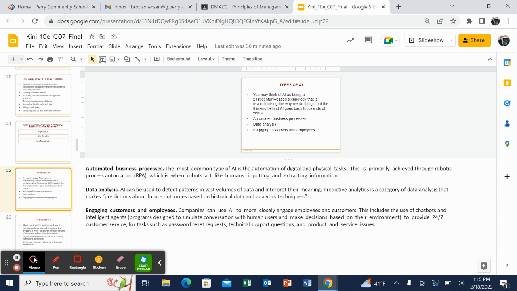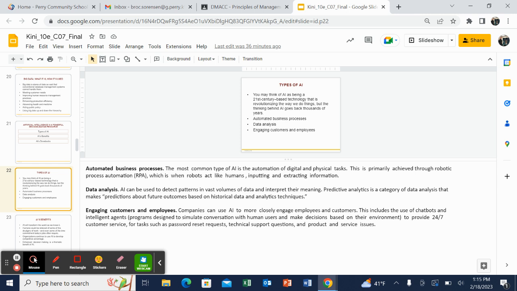Then we have data analysis. Data analysis can be used to detect patterns in vast volumes of data and interpret their meaning. Predictive analytics is a category of data analysis that makes predictions about future outcomes based on historical data and analytic techniques.